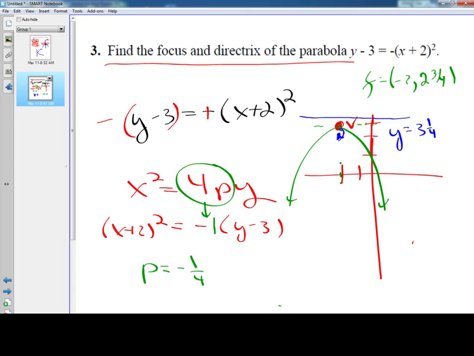Because where the vertex was at. So we had to go up 1, 2, 3 for the vertex. So that means I got to go quarter unit up for the directrix. Fantastic questions.